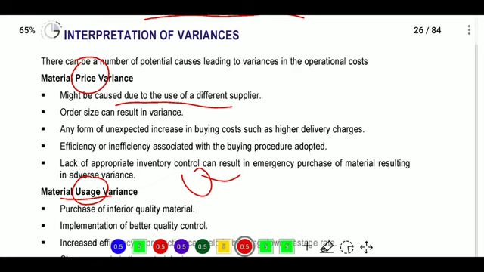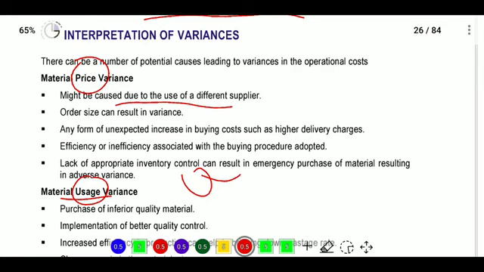You estimate 10 rupees, as our supplier sells at 10 rupees only and normally gives a 1 rupee discount, so we budget for 9 rupees. But if we go to another supplier, to whom we are new, he will sell at 12 rupees. That is due to different suppliers. Next, order size can result in variance. When you order a huge quantity, that is a large quantity, you will get more discounts.